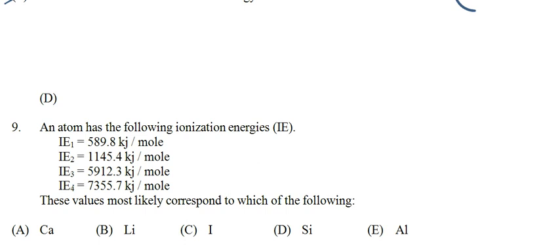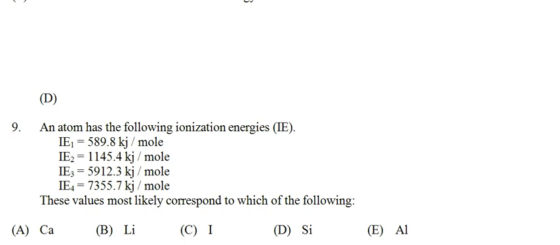Alright. Number 9. An atom has the following ionization energies. So we're piggybacking again with ionization energies. IE1 is the amount of energy to remove the first electron. IE2 is the amount of energy to remove the second electron, IE3 the third, and the fourth. These values are most likely to correspond with which of the following? Here's what we have to look at when we look at a question like this. Where is the big jump? Where is the increase in energy about 4 times more or greater?